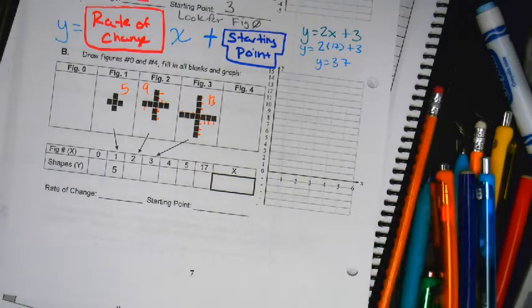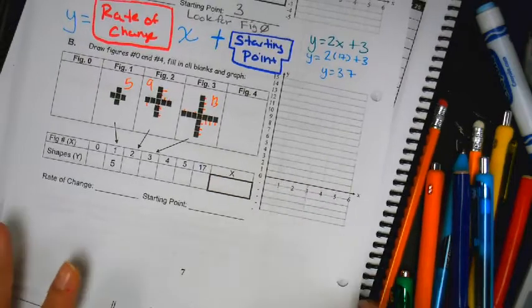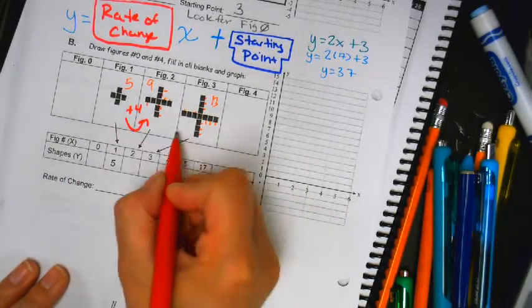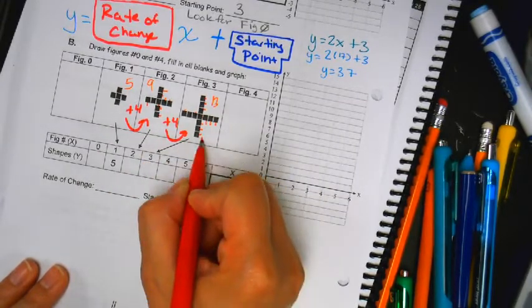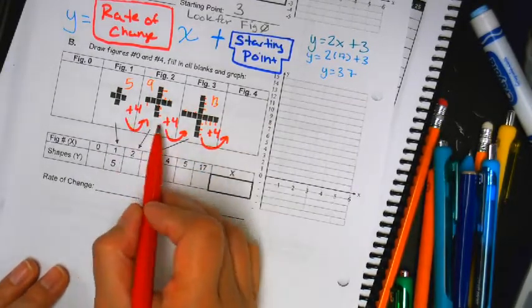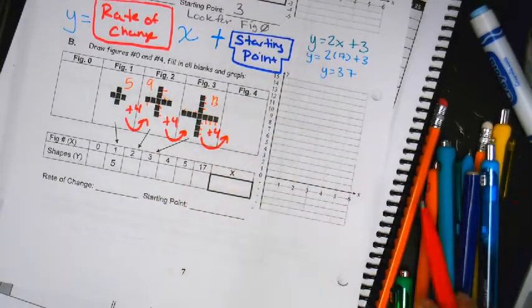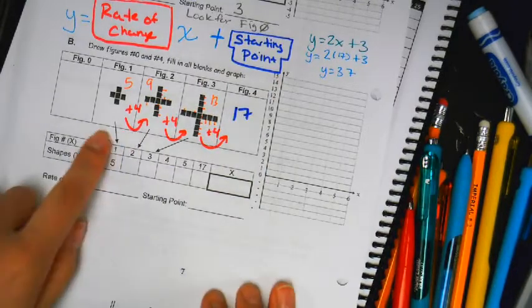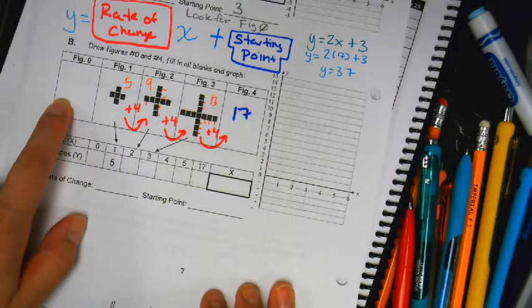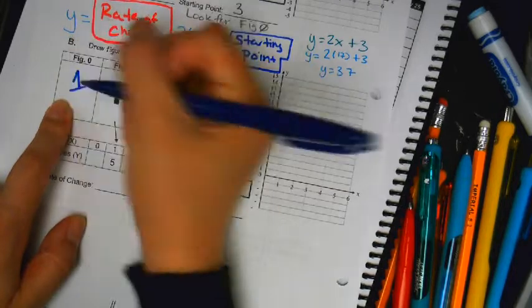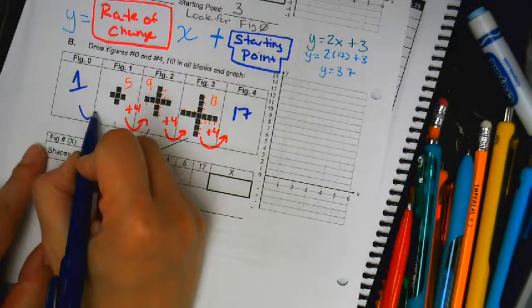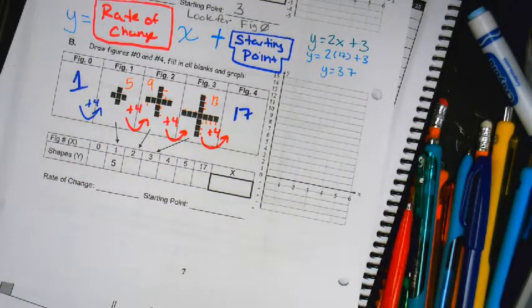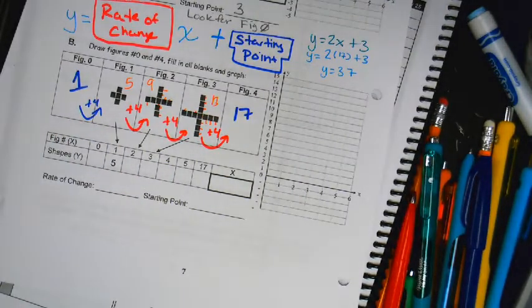4. Oh, yeah. So from here to here, I'm adding 4. From here to here, I'm adding 4. From here to here, I'm adding 4, right? So we're just adding 4. So what would figure 4 be? 17, right? So now let's work backwards. What would figure 0 be? 1. Good. Because 1 plus 4 gives you 5, so your rate of change is 4.